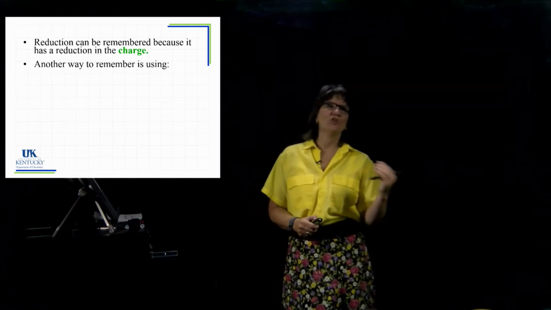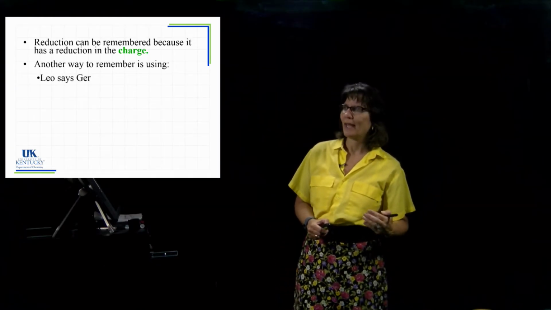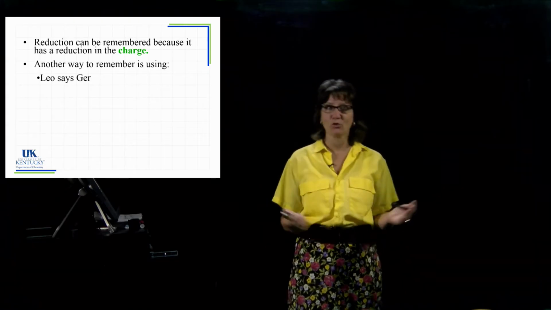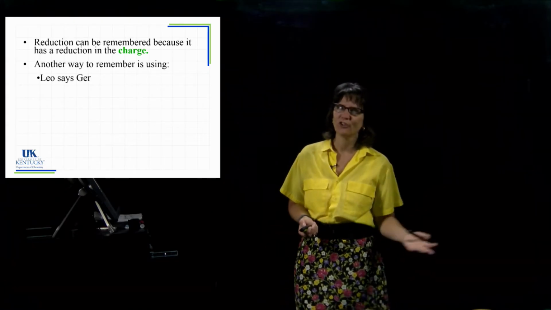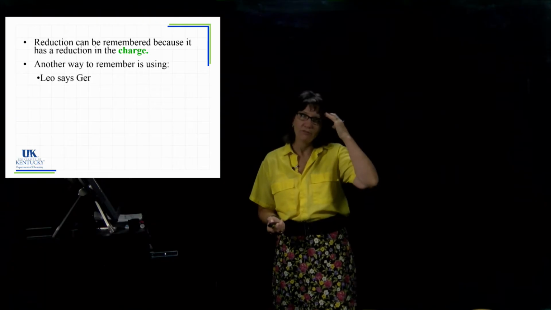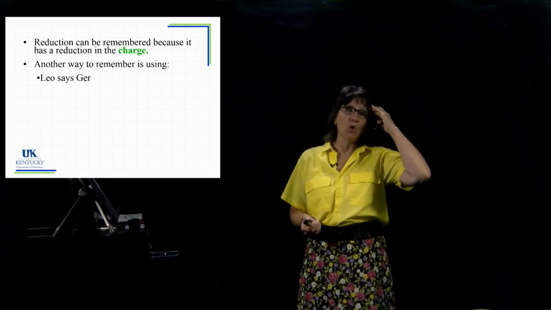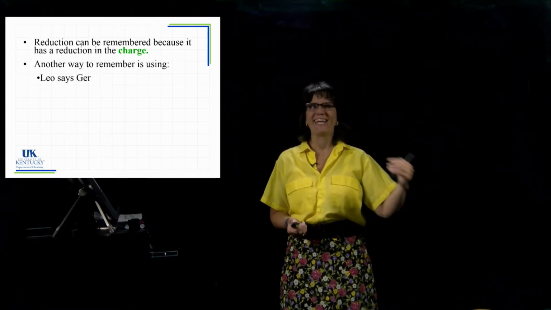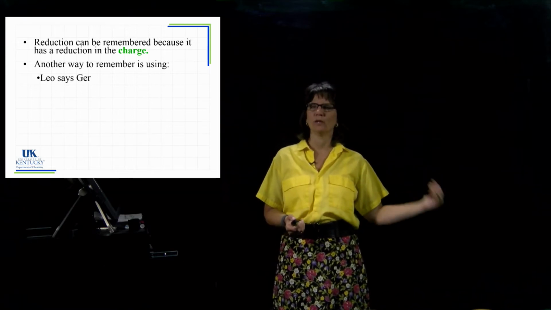But another way is to use a mnemonic, and this is the mnemonic I like to use. Leo says grr. Leo is a lion, okay? And lions growl. So I use Leo says grr as my memory device to keep it straight. Leo, loss of electrons is oxidation. Grr, gaining electrons is reduction.